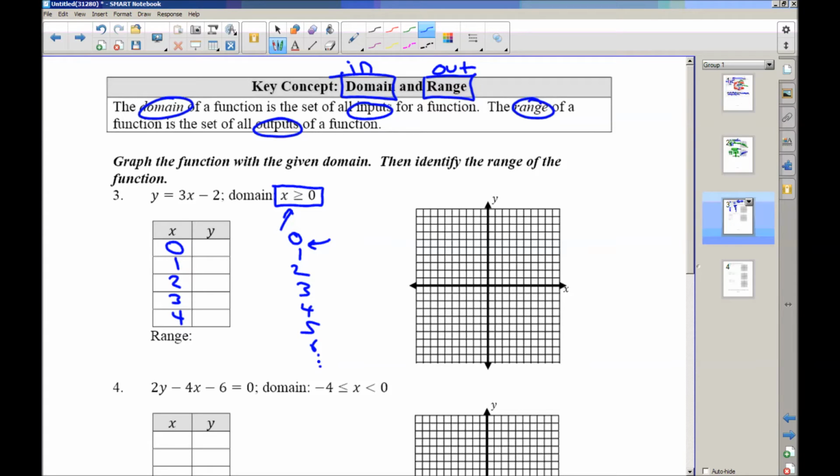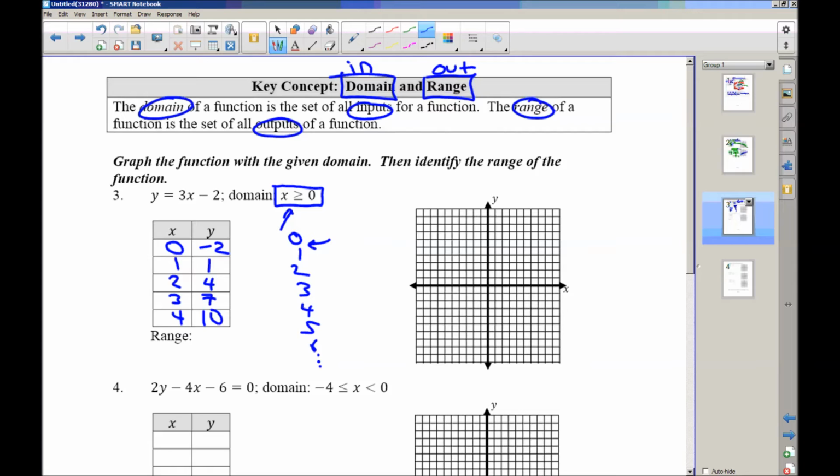I'll plug them in. 0 makes -2. 1, 3 times 1 is 3, 3 minus 2 is 1. 2 I plug in, I get 6 minus 2, which makes 4. 3 I plug in, I get 9 minus 2, which is 7. And 4 I plug in, I get 12 minus 2, which is 10. And that's great because it just barely fits on our 10 by 10 grid. We don't have to change the scale. Okay. All right, I'll go ahead and plot these.